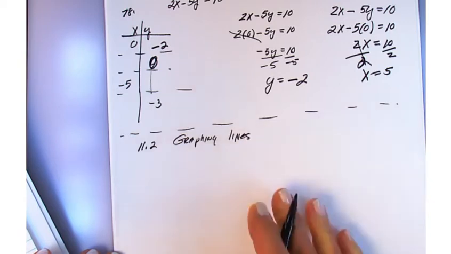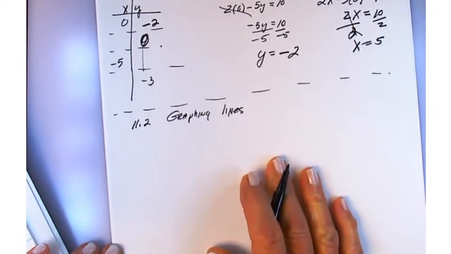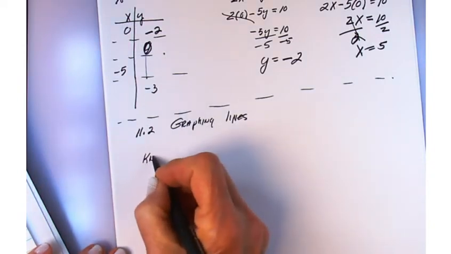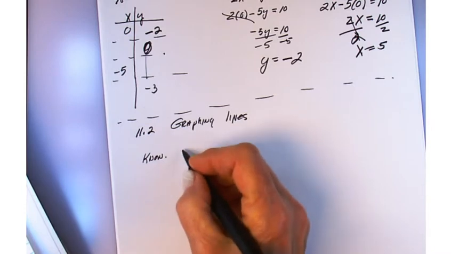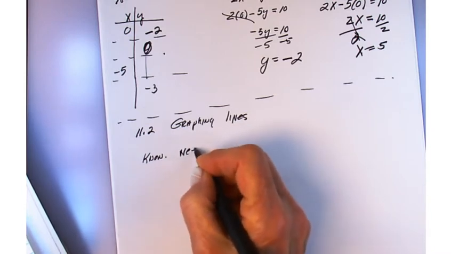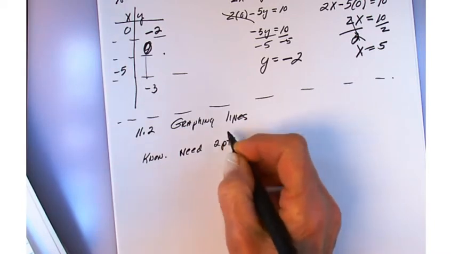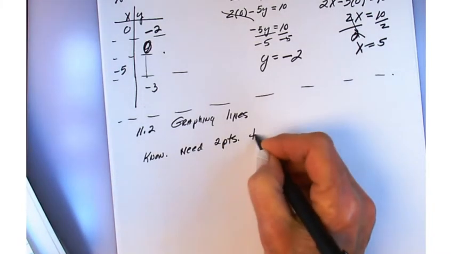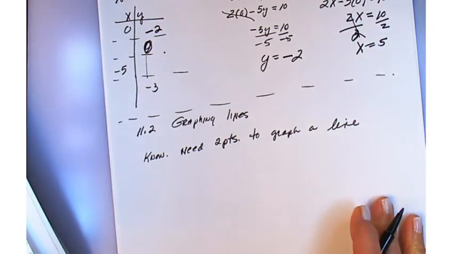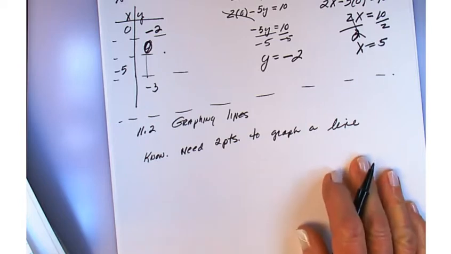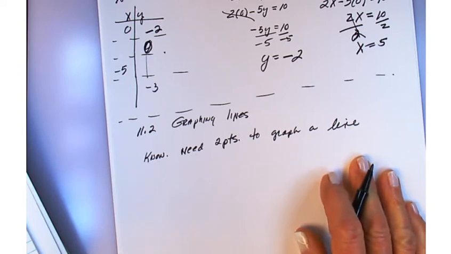Graphing lines. What you need to know is that this is not the only way to graph a line, but it's the easiest way. You need 2 points to graph a line. Does everybody understand? There's another way you can do it, but this is a good method. You need 2 points, an x value and a y value.